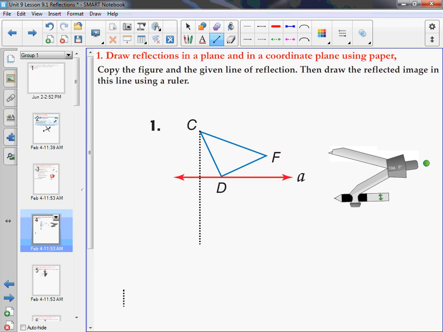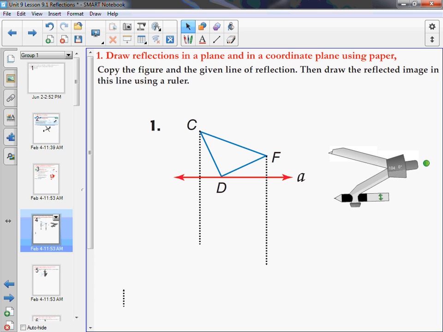So since we're just kind of eyeballing that, are our reflections going to be perfect? No, they're not. Okay? They're just not. Now, point D, D prime is going to be point D, isn't it? So we don't have to worry about that one. And then let's make a line from F and do your best to make it perpendicular to the line of reflection. So using your straight edge for everything. Don't freehand anything.